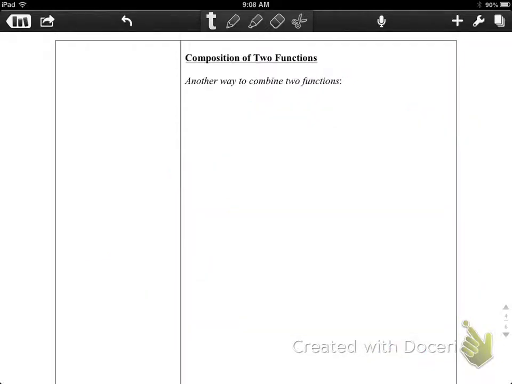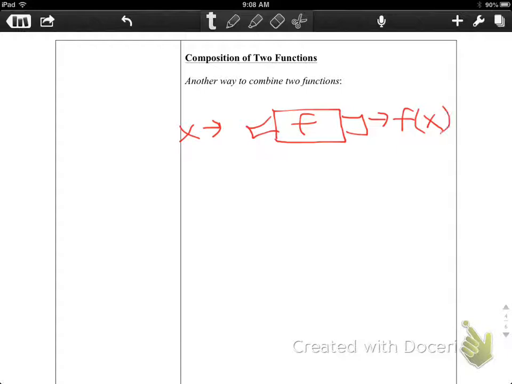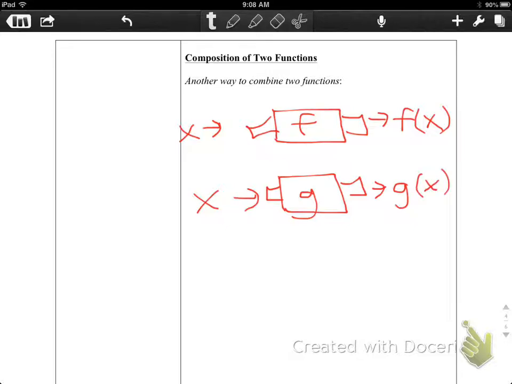Alright, so now we're going to get into some fun stuff with the compositions of two functions. First, let's draw a couple diagrams. We have a function, it's a machine, and we're going to input x, and the name of our function is f, so our output will be f of x. Then we have another function, g, and when we input x into g, we get out g of x. Very good. Okay. So now, what if we combine these functions?